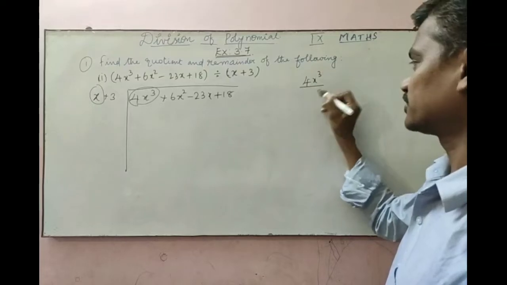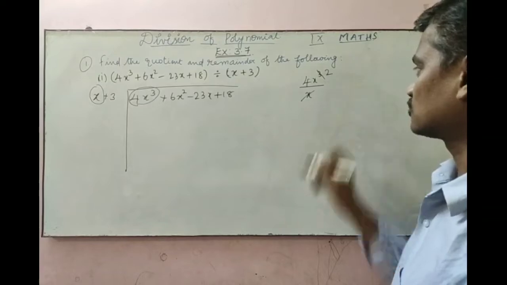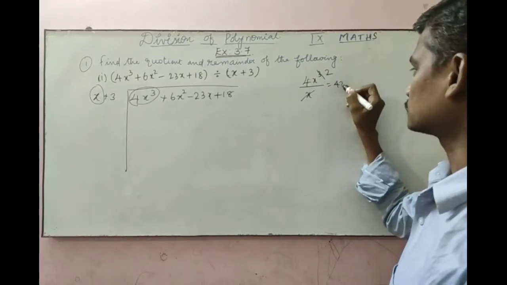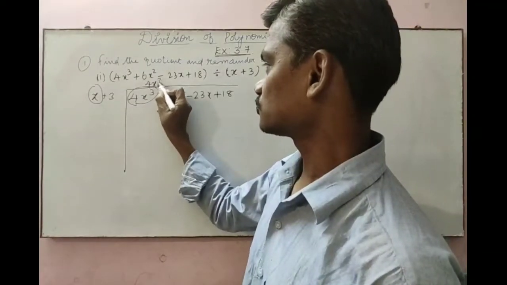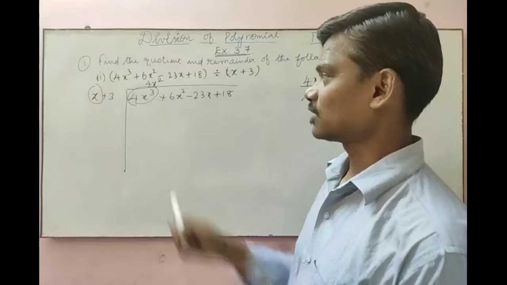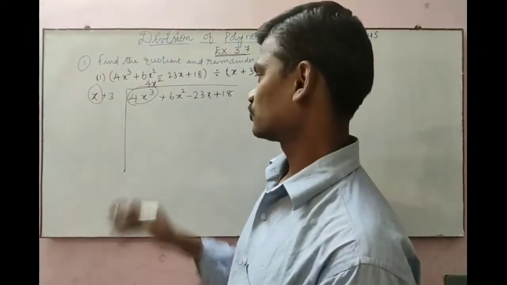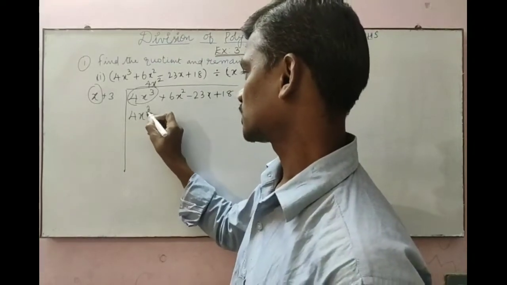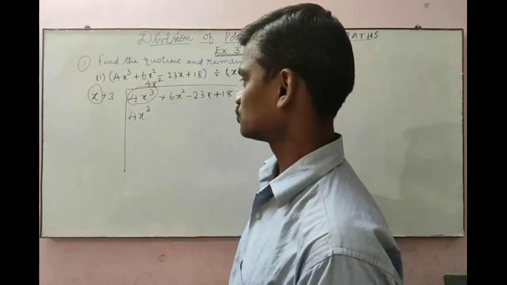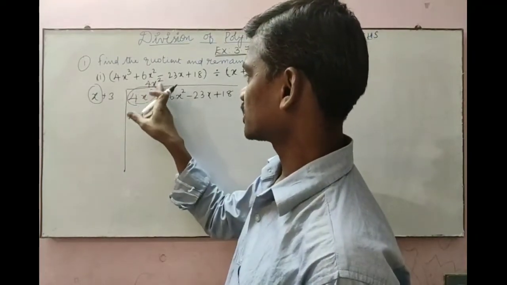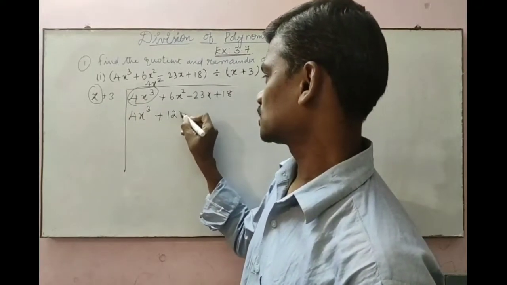4x cube divided by x. If I divide this, 1x gets cancelled. I will get 4x square. That 4x square should come to the quotient, 4x square. Now I am going to multiply this 4x square with this x. I will get 4x cube here. 4x square into x gives 4x cube. Next again that 4x square multiplied with 3 gives 12x square.